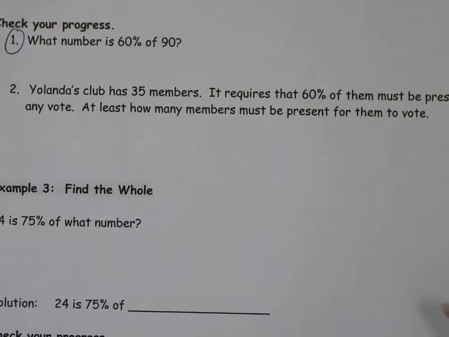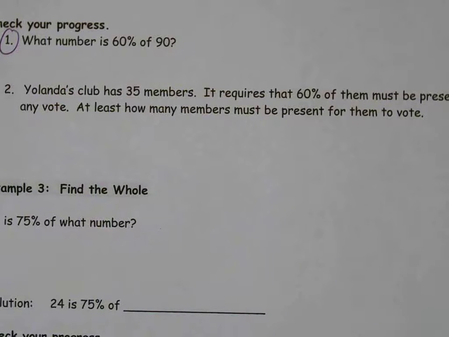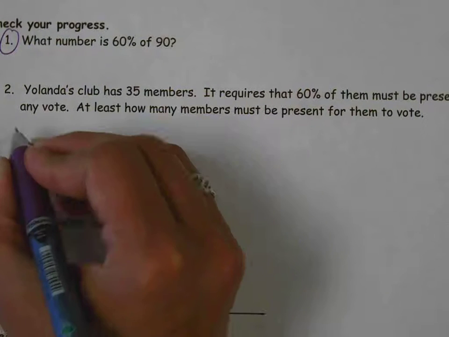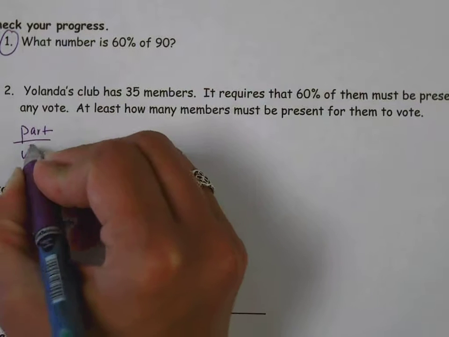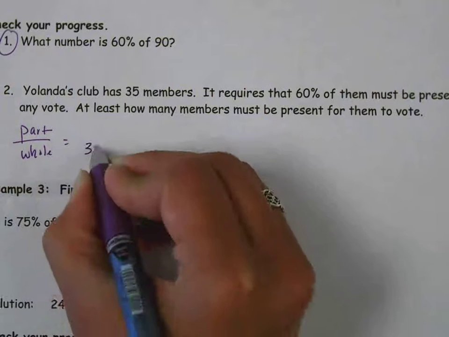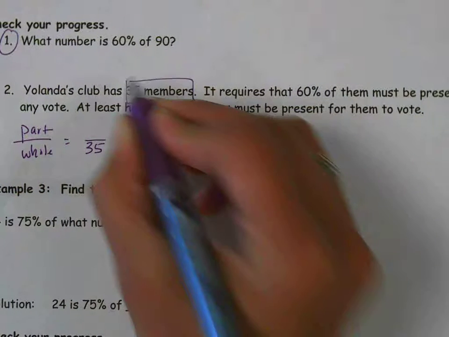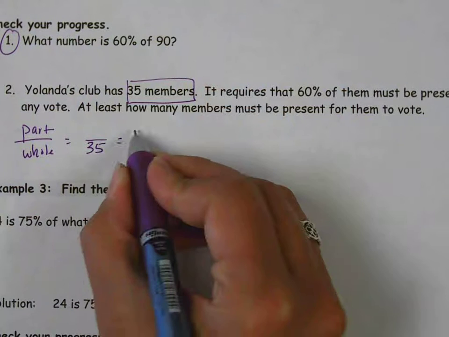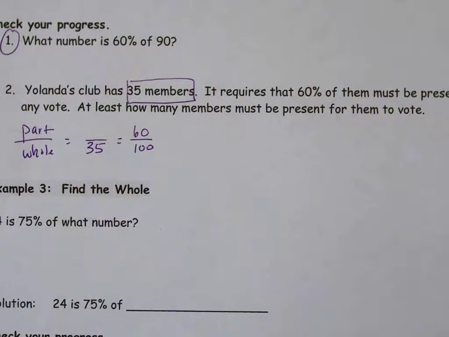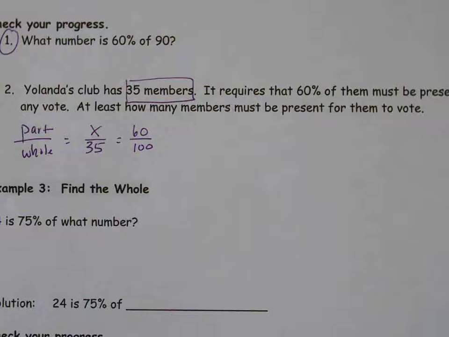Okay, number 2, Yolanda's club has 35 members. It requires that 60% of them must be present for any vote. At least how many members must be present for them to vote? So the total, the whole, is going to be 35 because that is the total number of people in the club. So we know 35 is our whole. It requires that 60%, so our other side is the percent, must be present to vote. And we do not know the part because that's the number of people that are going to be able to vote.